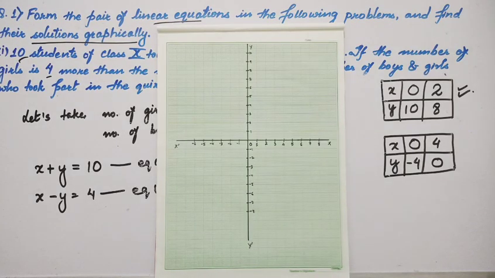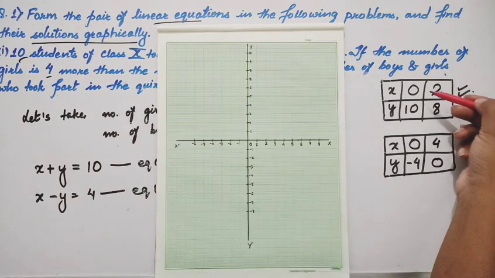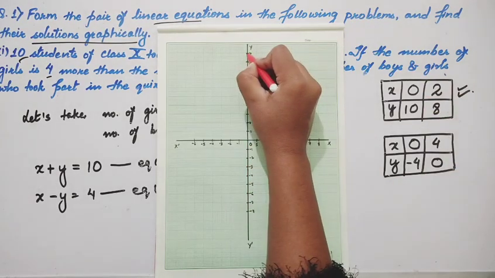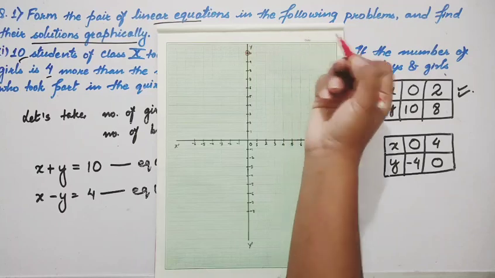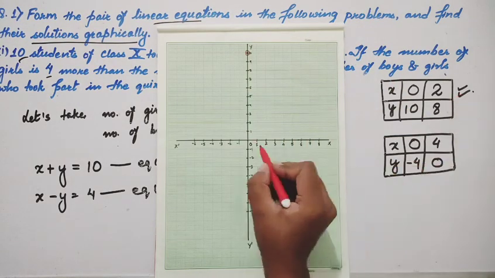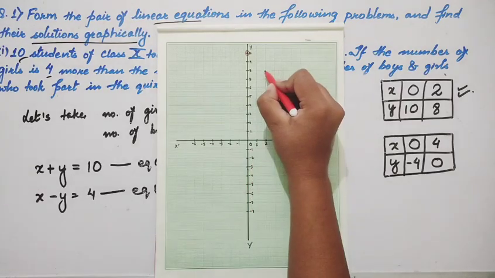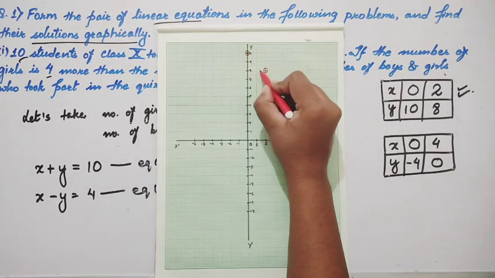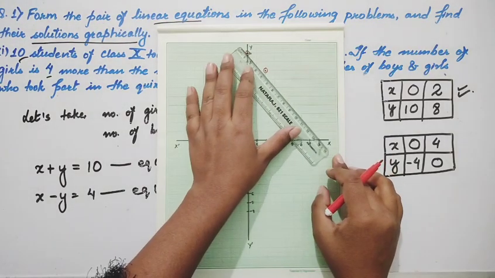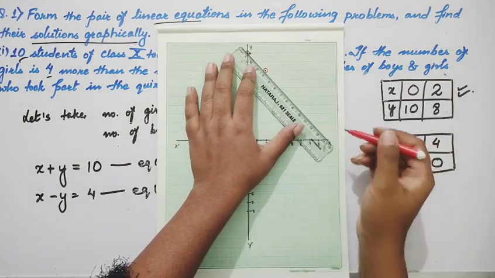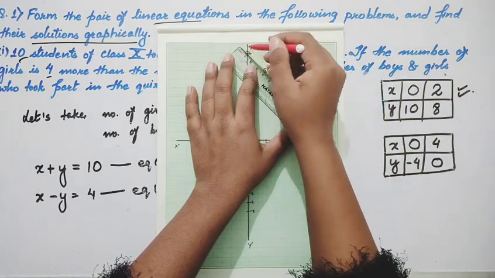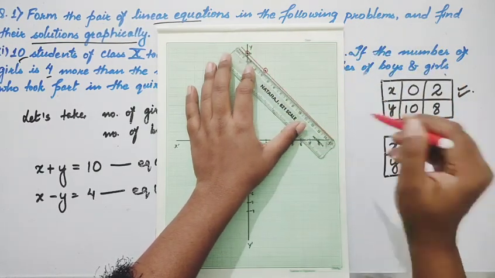So let's move with plotting the points. First we have when x equals 0, y is 10. When x equals 0, y is here 10. So we have the exact point on the y-axis. Next is when x equals 2, y is 8. When x equals 2, y is here 8. So we have this point. Let us create a straight line over here.